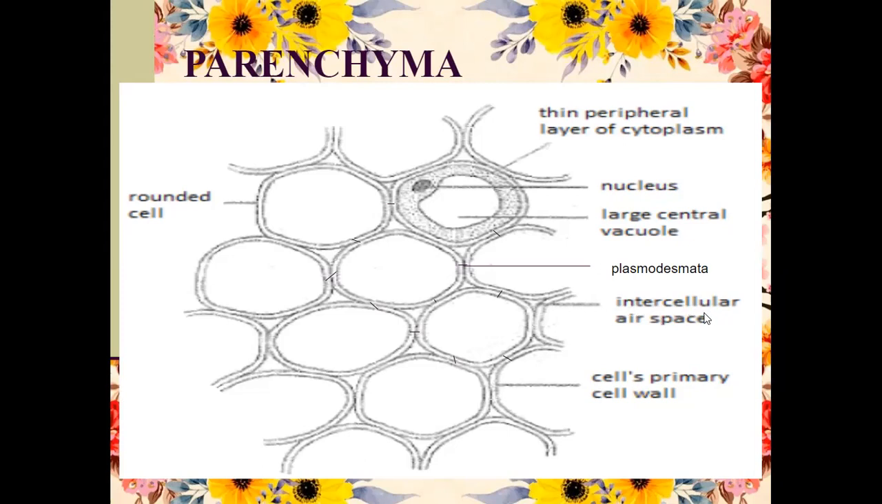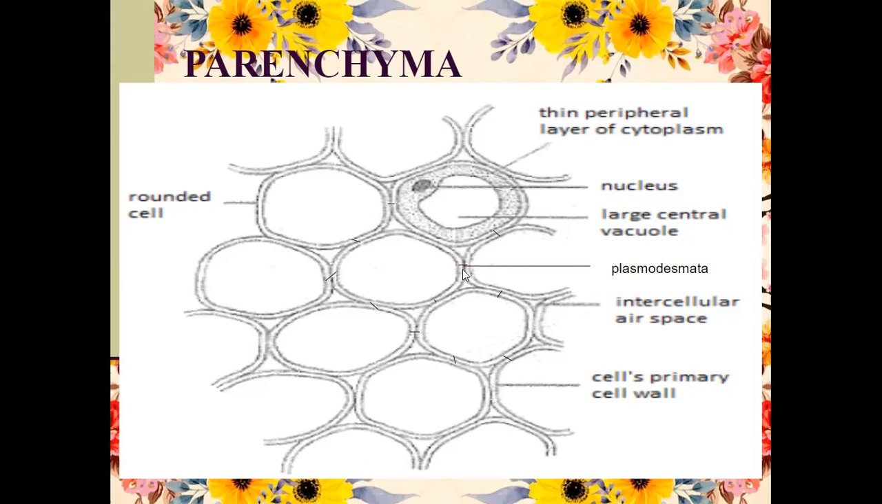Sometimes the intercellular spaces are filled with air. Later we will discuss the types of parenchyma. Then between two cells, connective pipe-like structures are present. These connective structures are called plasmodesmata. The plasmodesmata mainly help in the exchange of minerals, water, and food material between two cells.